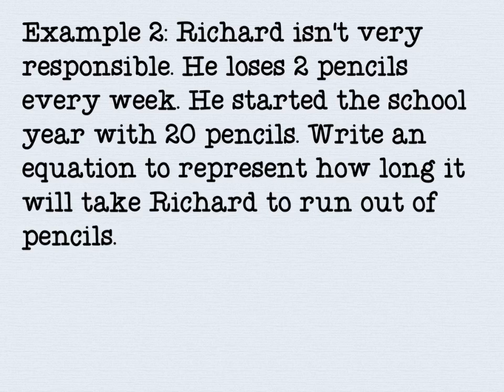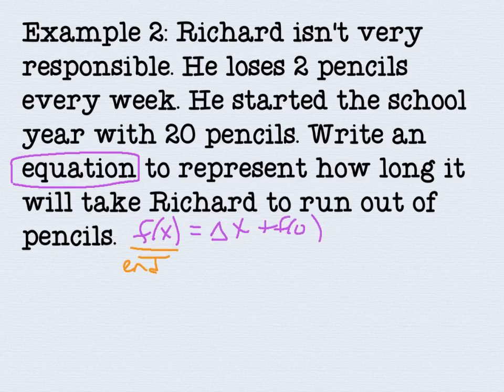So again, let's start with trying to figure out what type of equation, expression, or inequality we are going to do. I do see the word equation, so I know that my form is going to be the full shebang here. f of x equals delta times x plus f of 0. So again, I need to know 3 things. I need to know my end value, I need to know my change, and I need to know my starting value.